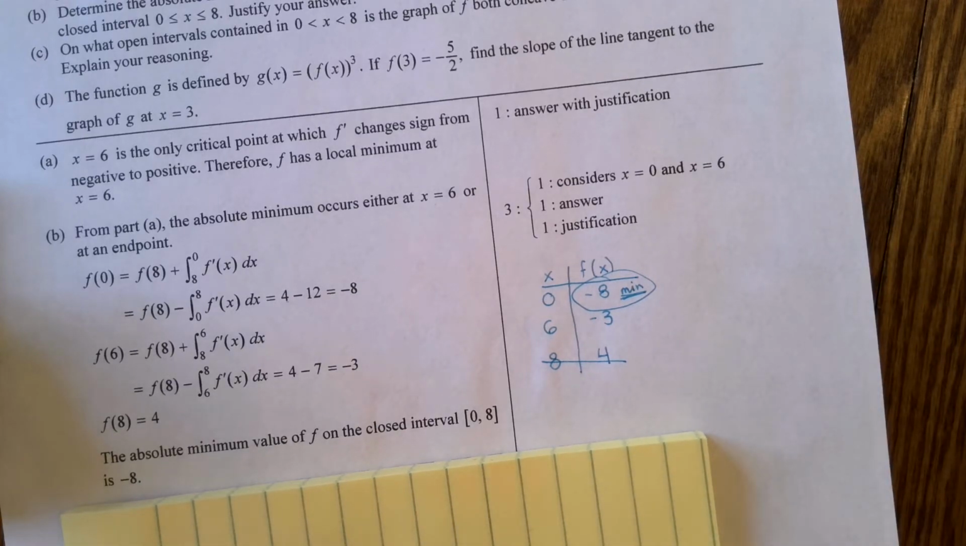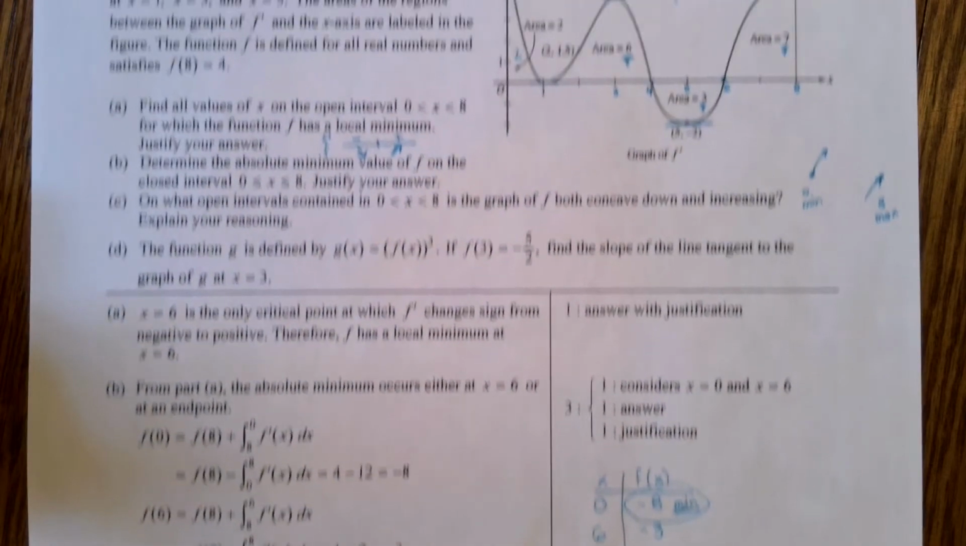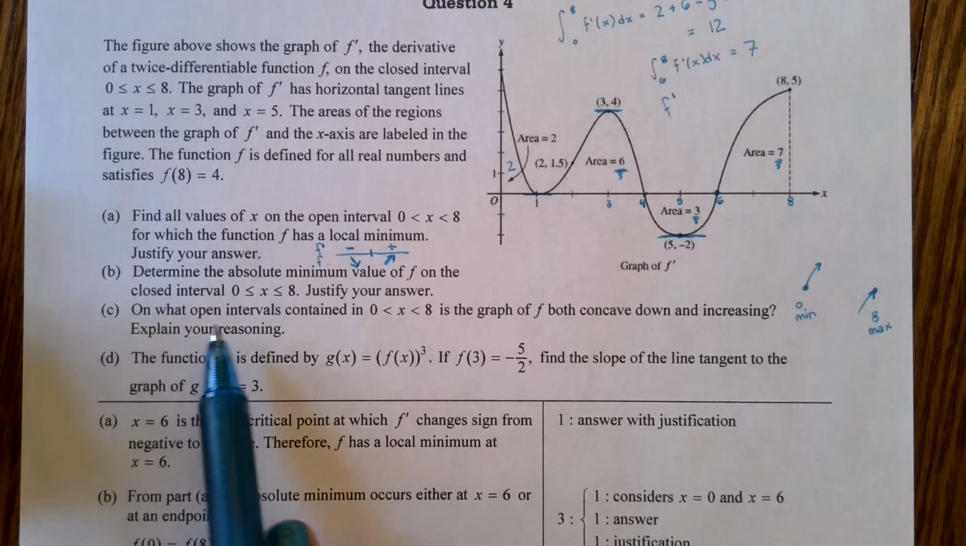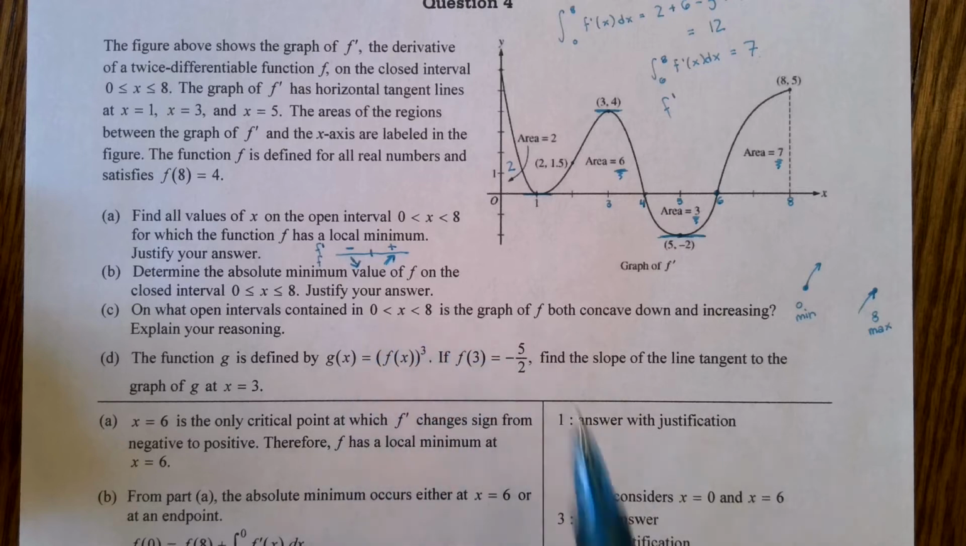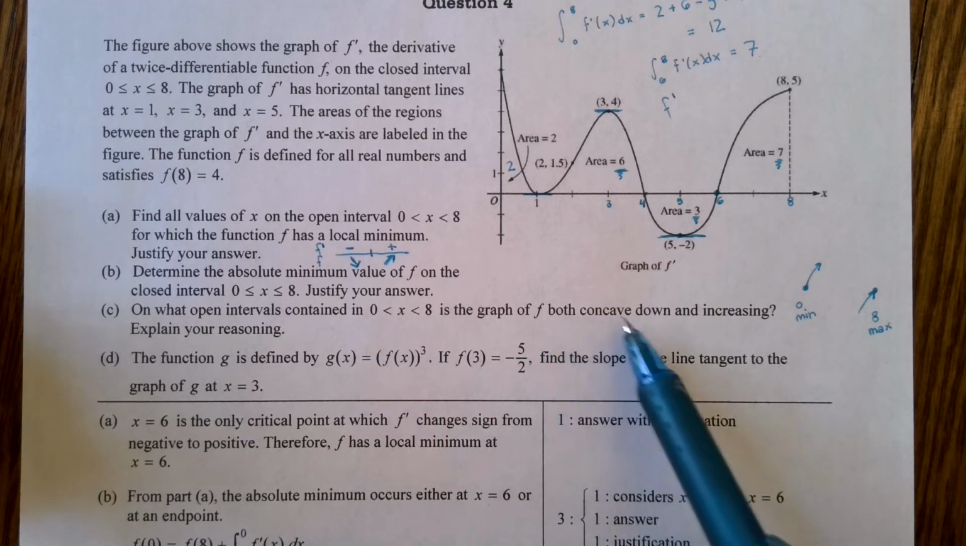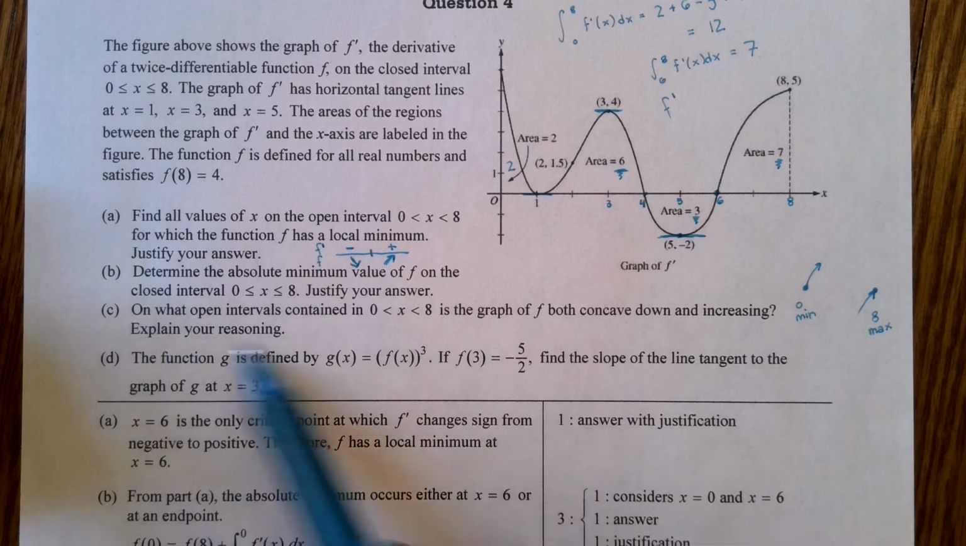All right, part C. Part C asks, on what open intervals contained in 0 to 8 is the graph of f both concave down and increasing, and explain your reasoning.